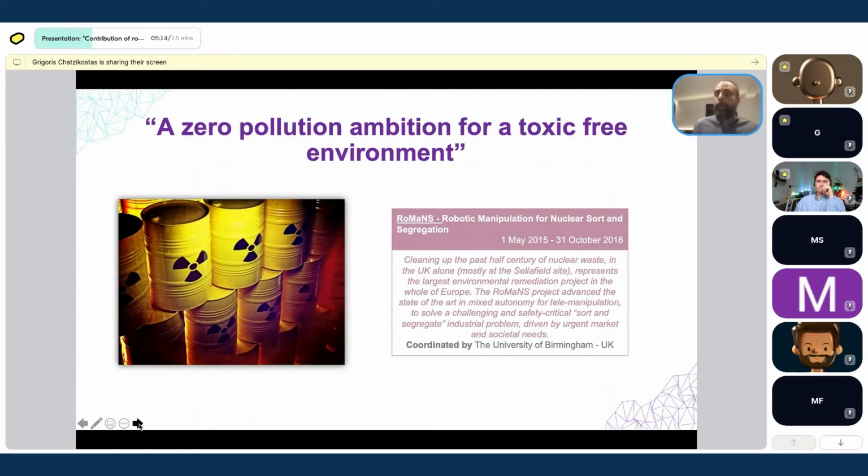It's about manipulation of nuclear salt and segregation. It's about nuclear waste that is very difficult to handle, and how the project can work with autonomy, telemanipulation, and other aspects in order to make sure that this issue is dealt with in a clean way that is safe for human labor.